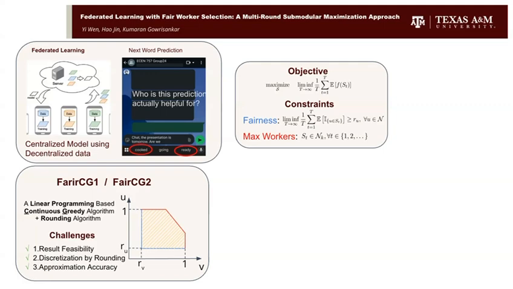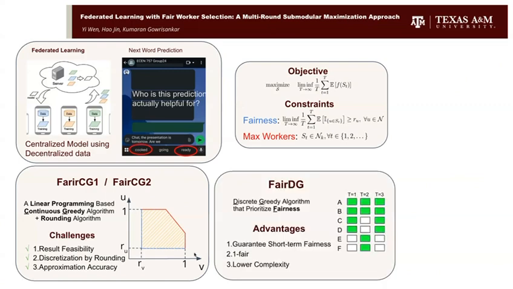But there's one more thing to take care of. All of this only works in the long term, assuming we have infinite rounds. But what if we want fairness early, let's say just in the first 100 rounds? The paper proposes another algorithm called FairDG to guarantee short-term fairness.